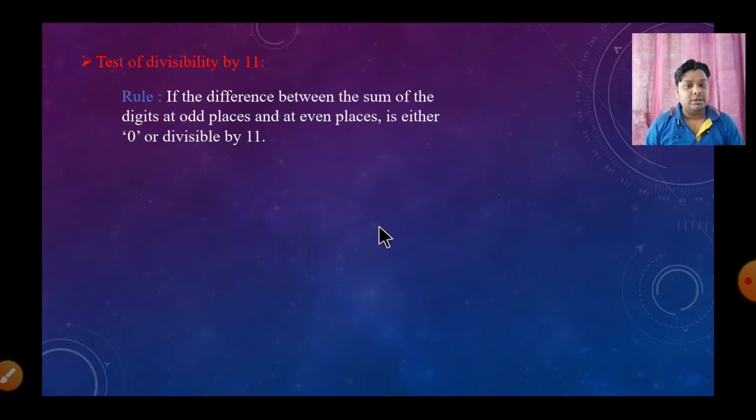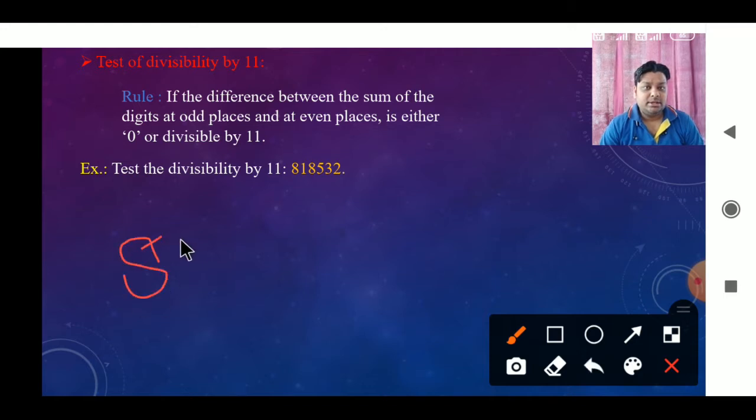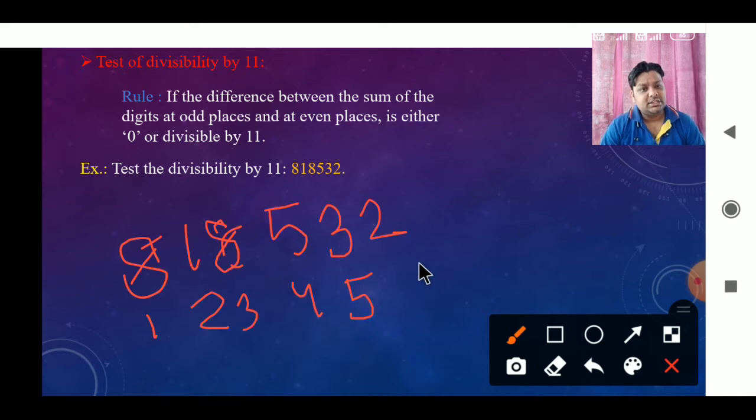Now let's see one example here. We have to check whether 8152 is divisible by 11 or not. Now you can see, students, if you write this number, 8 1 5 2. Then what is the odd place? Odd place means the first place, the second place, the third place, the fourth place. Then what are the digits at odd places? This one.